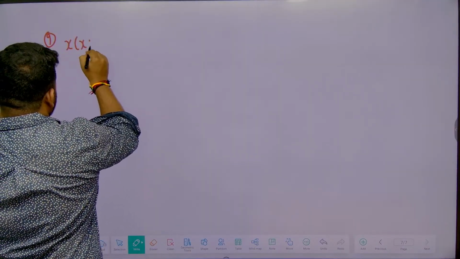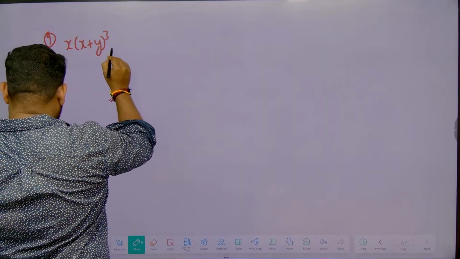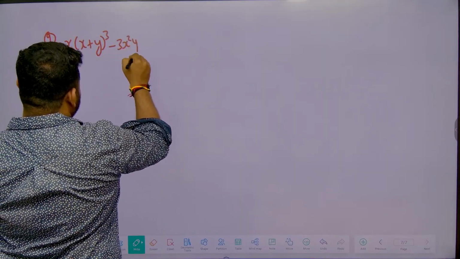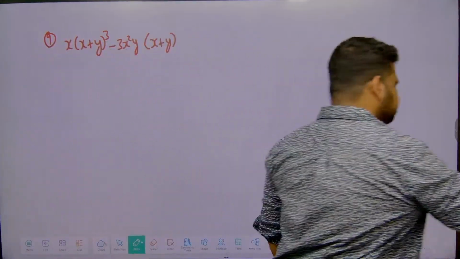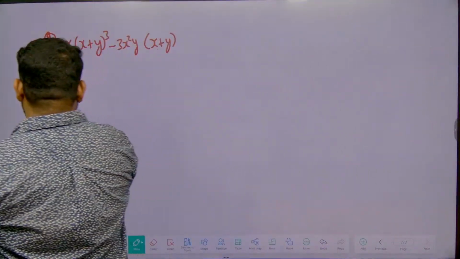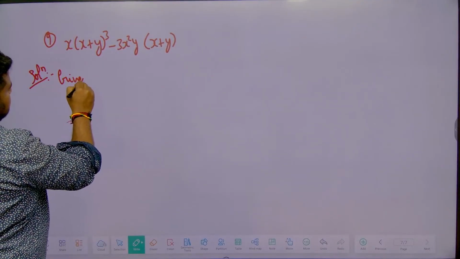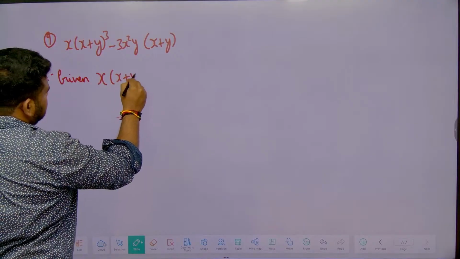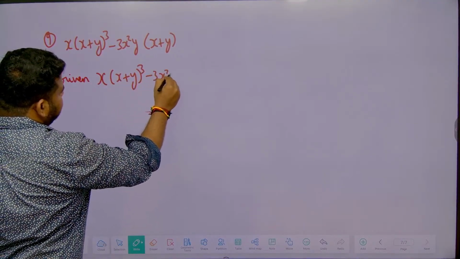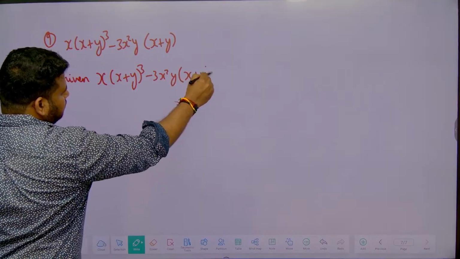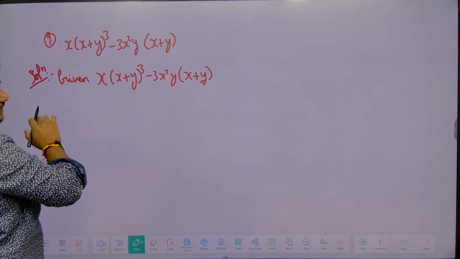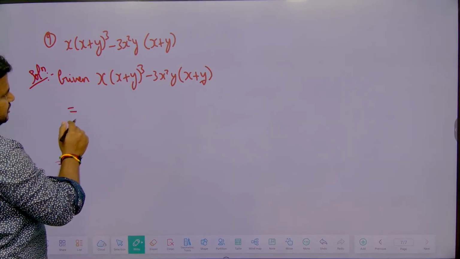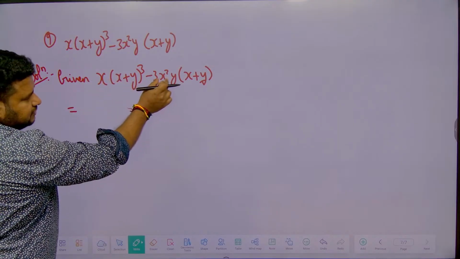They were given x into (x plus y) whole cube minus 3x square y into (x plus y). This is what we are having. Solution. Given x into (x plus y) whole cube minus 3x square y into (x plus y). So, first of all, definitely I can take x plus y common. Okay. x plus y I can take outside. Here I can also take x outside, since x square is there.